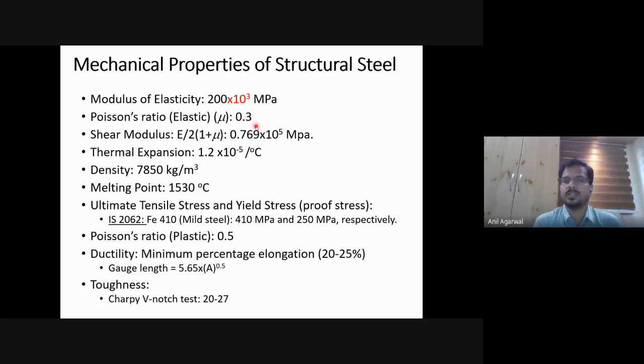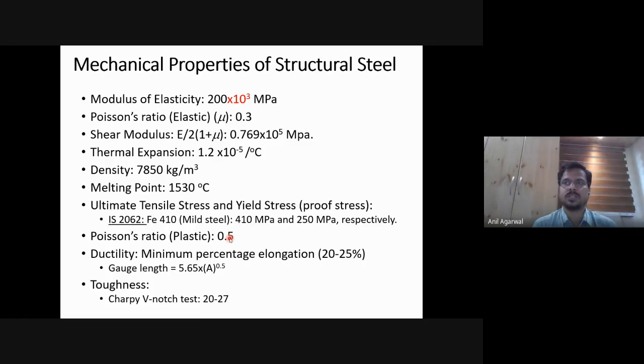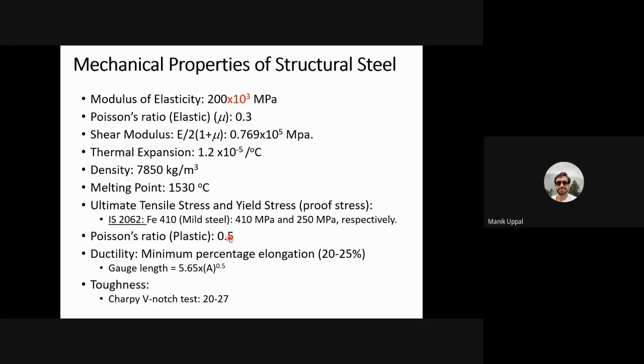Poisson's ratio is 0.3, but you have to be mindful that Poisson's ratio is elastic, right? Under elastic conditions, the Poisson's ratio is 0.3. What is the Poisson's ratio under plastic conditions for steel? 0.5. Yeah. So what does that mean? That if you give one deformation in one direction, then half of the deformation in the other direction. Correct. So is there any volume change? How much is the volume change in steel in that case? No volume change, I think.